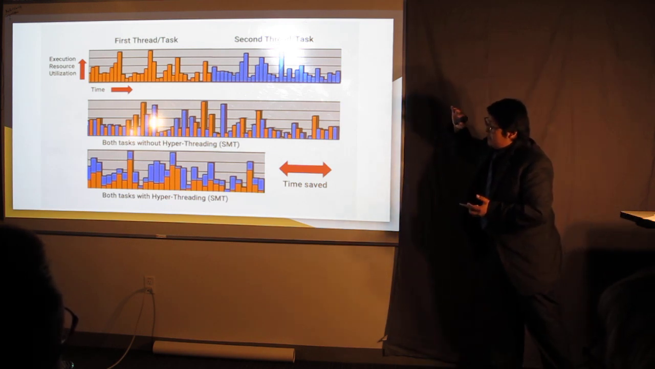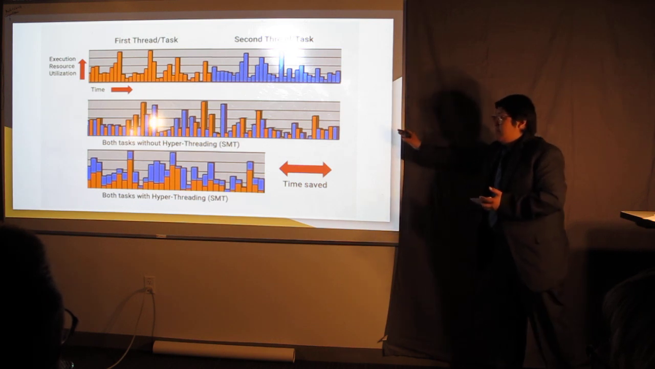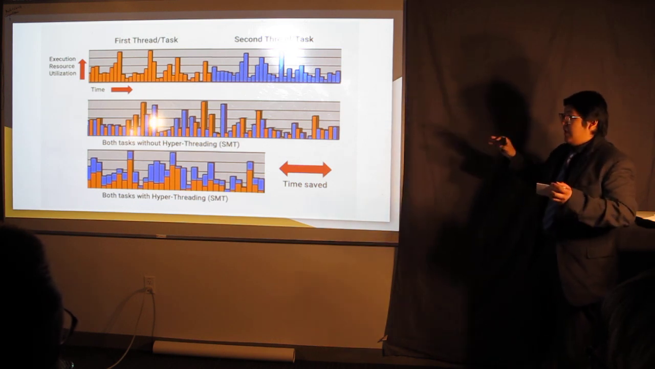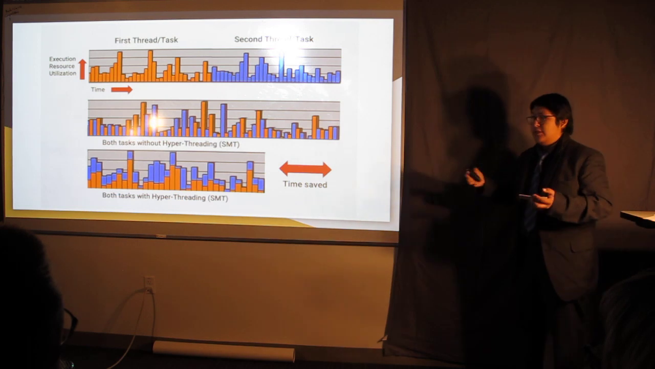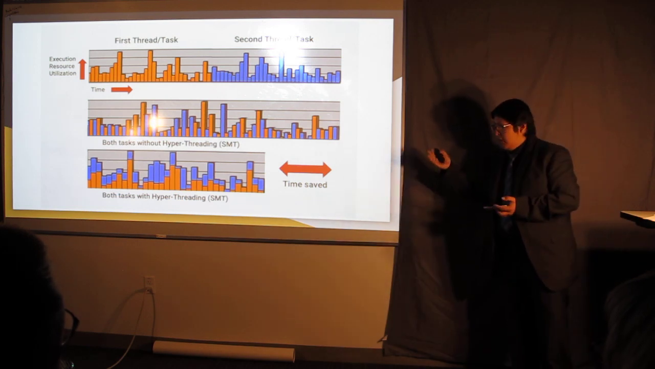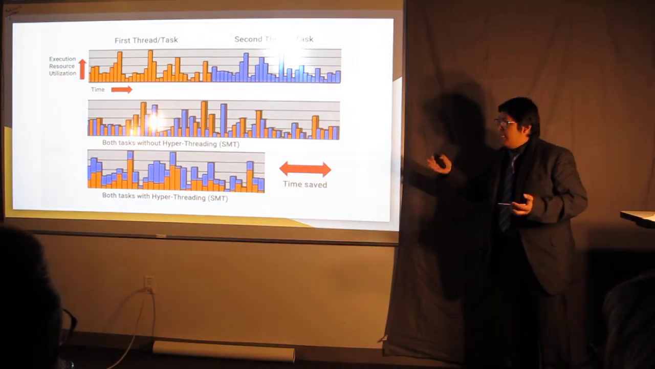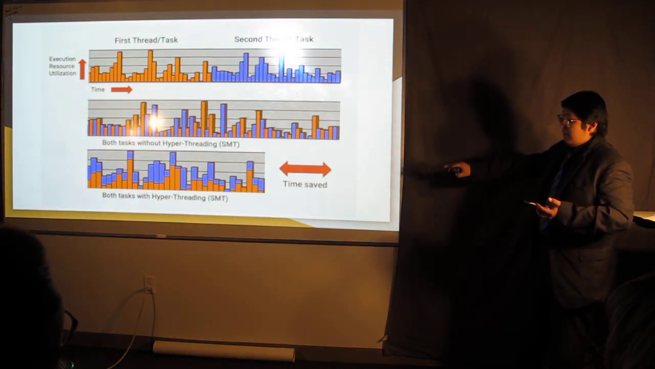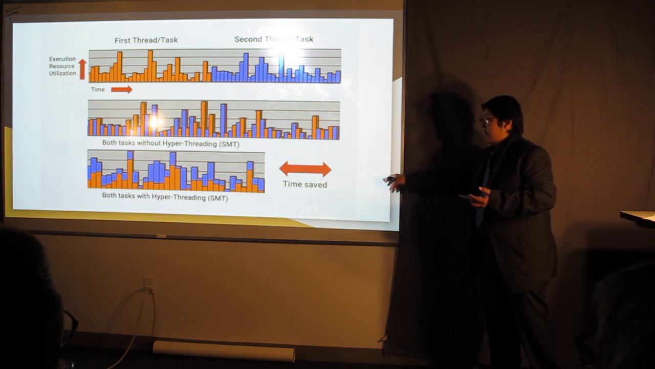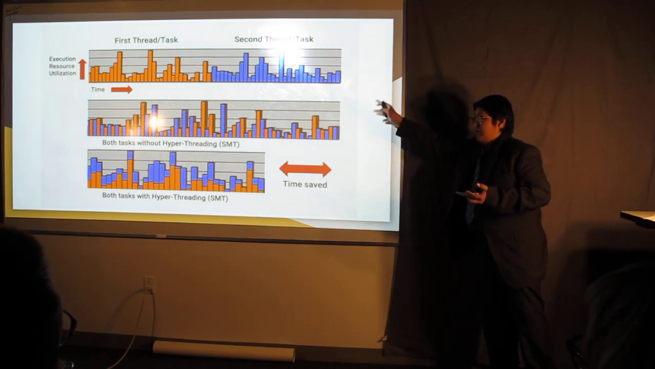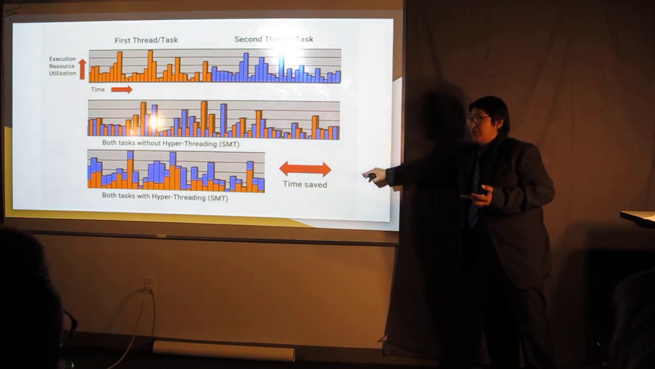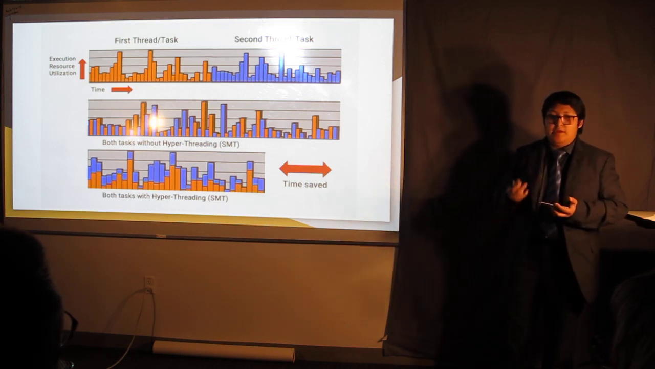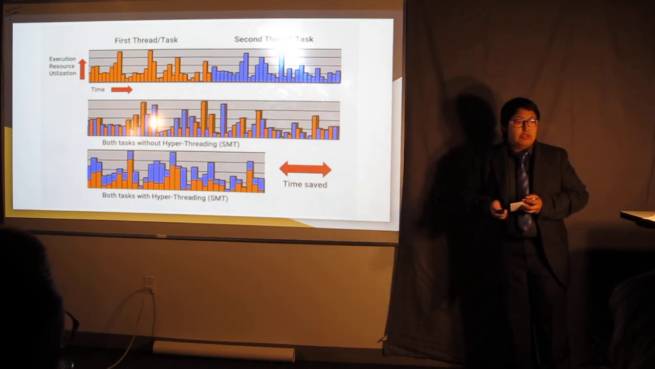And then next we have both of those tasks, but with hyperthreading on it. So hyperthreading is another name for simultaneous multithreading. That's just Intel's name for it. And then at the bottom there, you have both tasks with the hyperthreading, basically combining those two and this to create this. And that saves a lot of time for instruction execution.